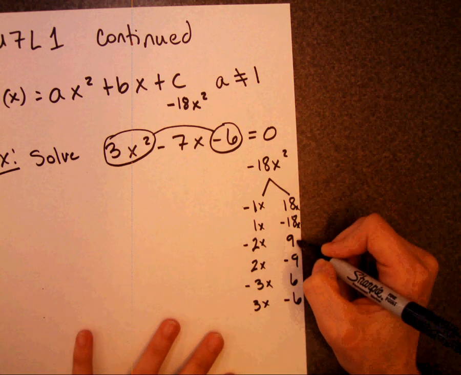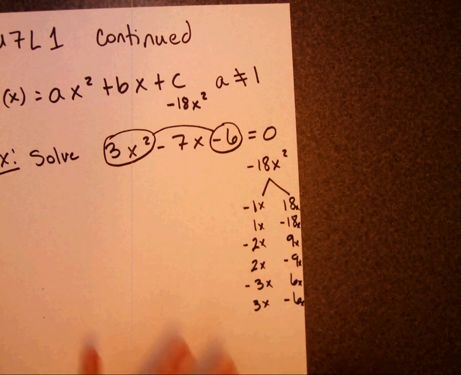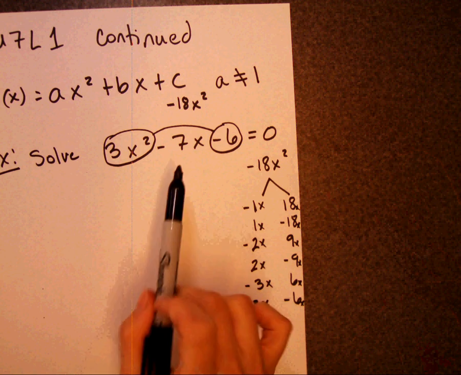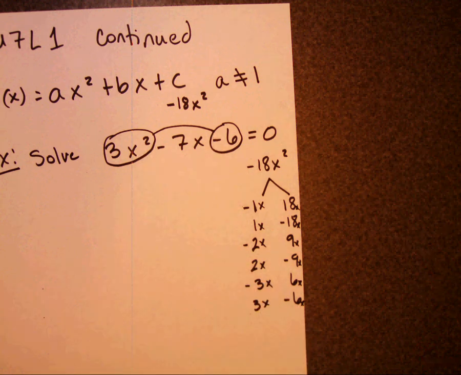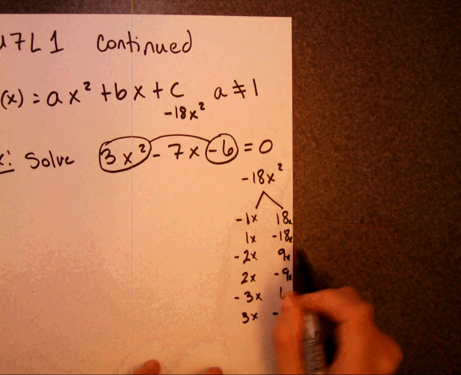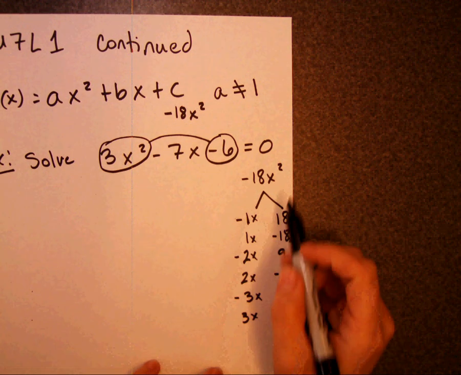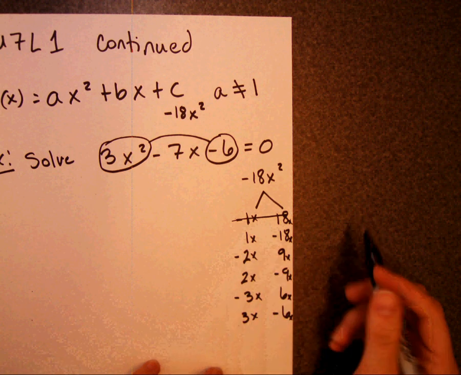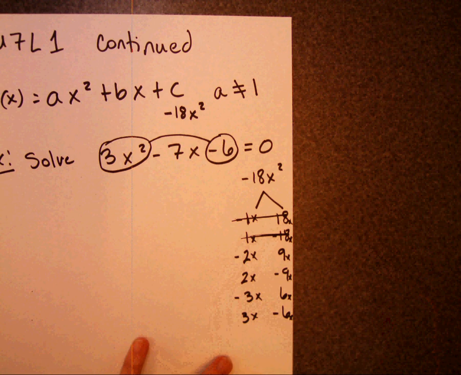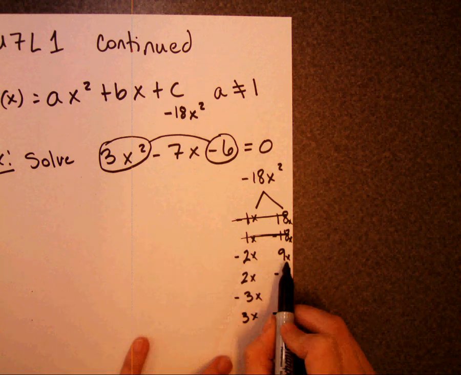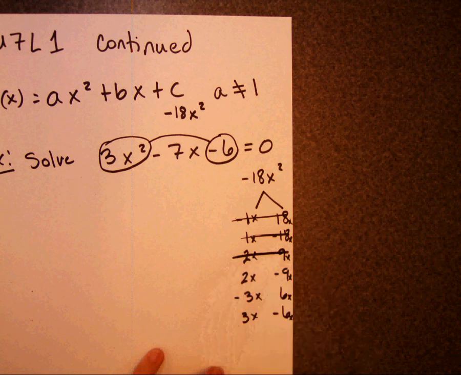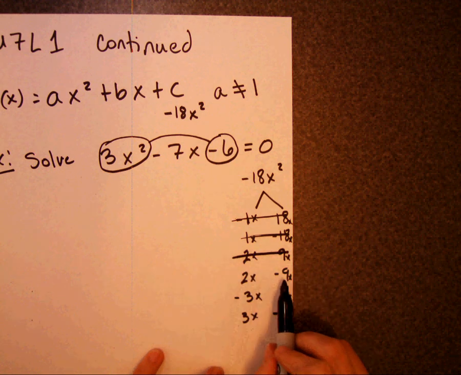Okay. All of these numbers multiply together give me negative 18x squared, and I want to find the pair now that add together to give me negative 7x. So starting at the top, negative 1 plus 18, that's not negative 7, so I'll cross that out. 1 minus 18, that's negative 17, it's not going to help me, cross that out. Negative 2 plus 9, that's positive 7, I need negative 7, so that's not going to work. 2x plus negative 9x, 2 plus negative 9, that's negative 7, so this is the pair that I need.